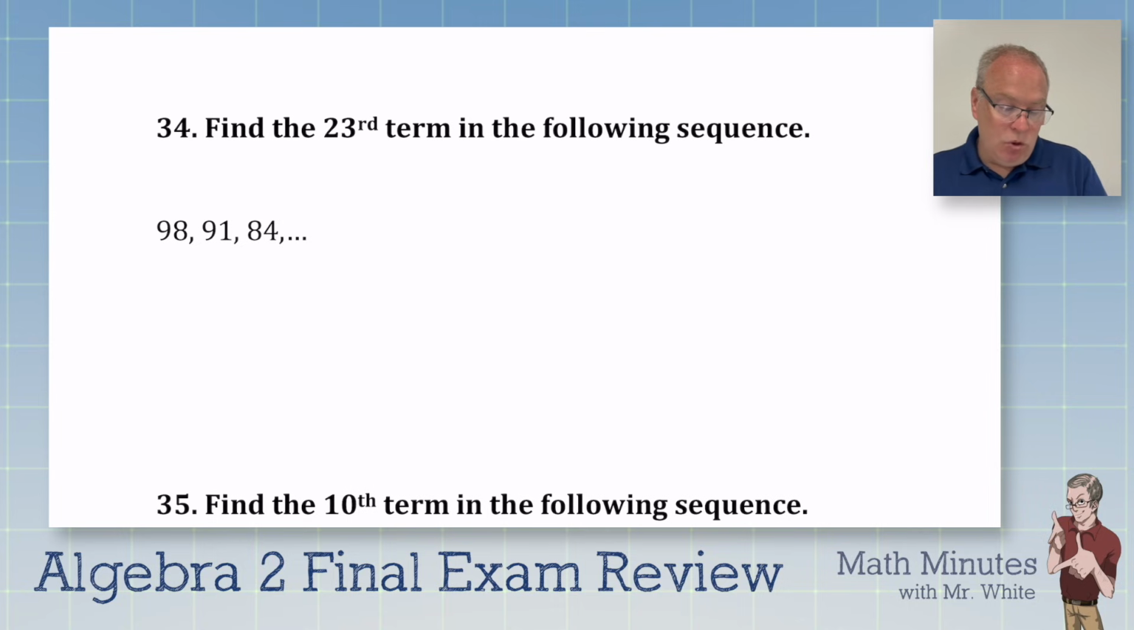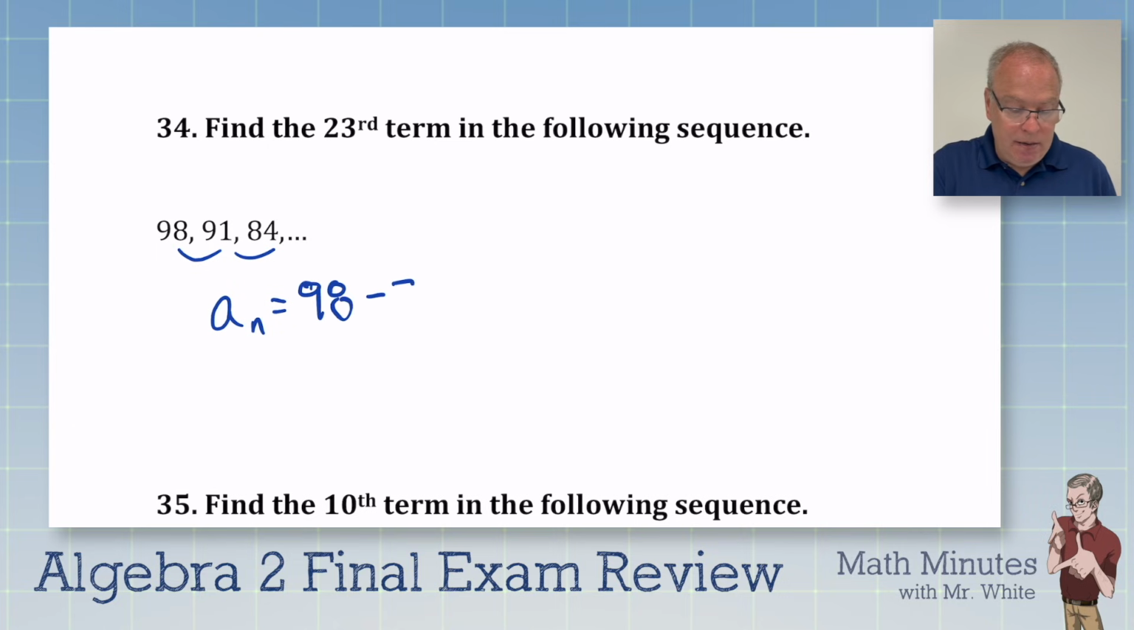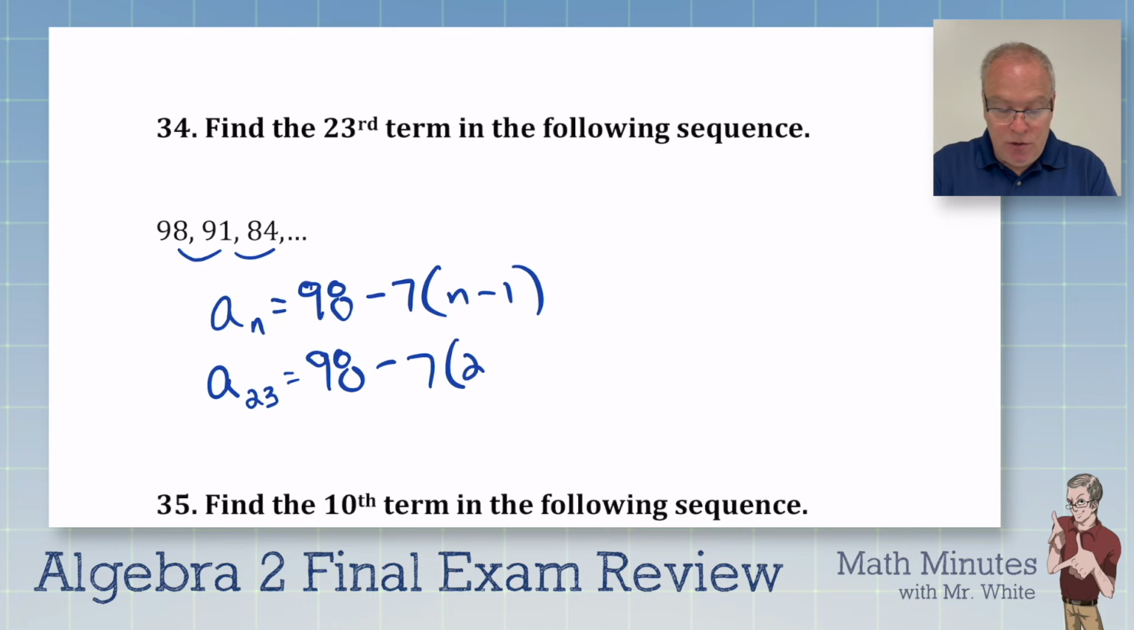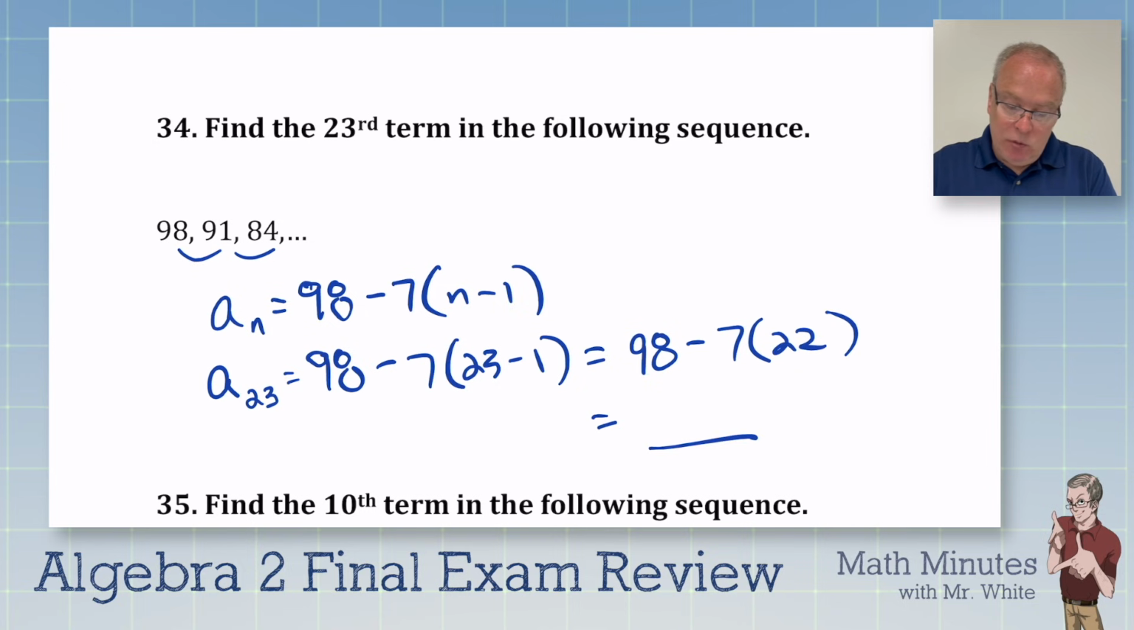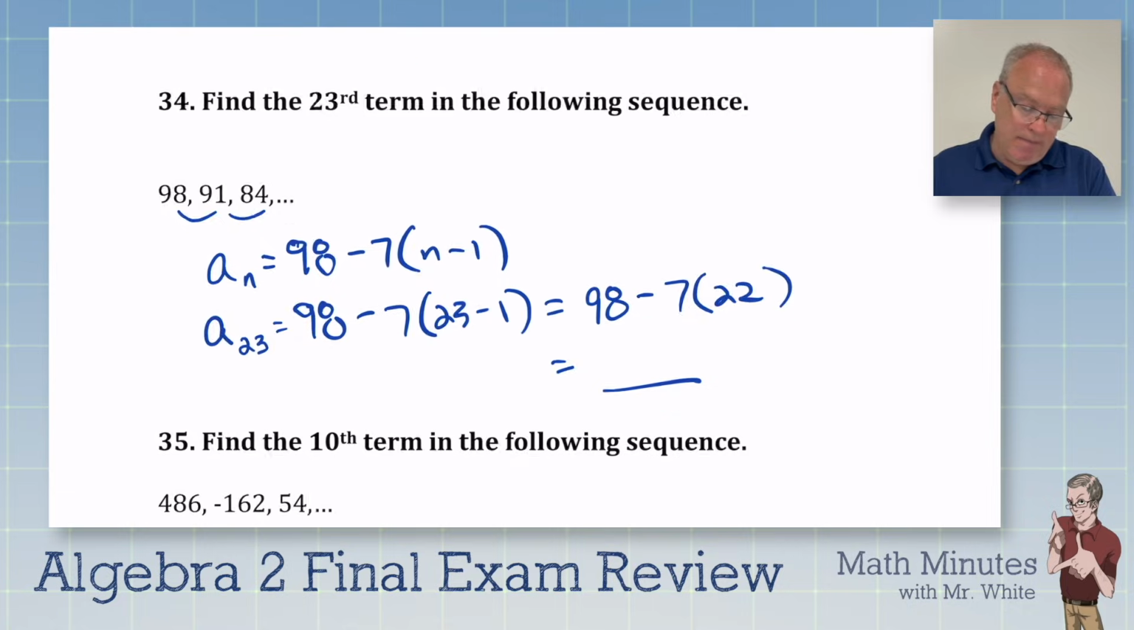All right, so finding the 23rd term, I'm going to just find the formula here. You see how it's going down by 7 again. All right, so this would be a sub n equals 98 minus 7 times n minus 1. So that was our formula from earlier. So then we just plug in 23 into our formula and use our calculator. Easy peasy. So this would be 98 minus 7 times 22, whatever the heck that is, and you can find it.